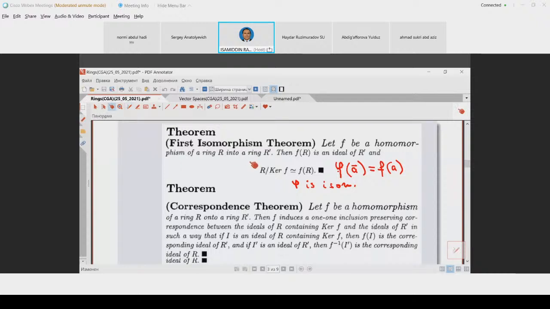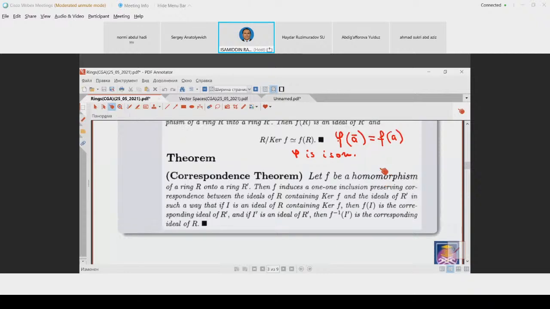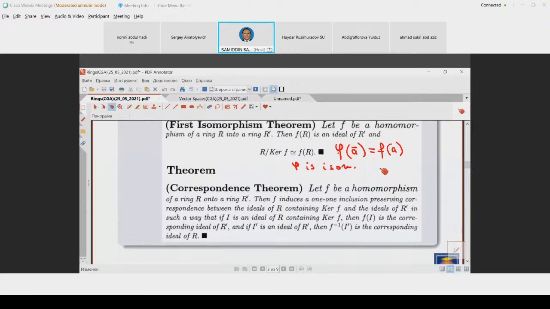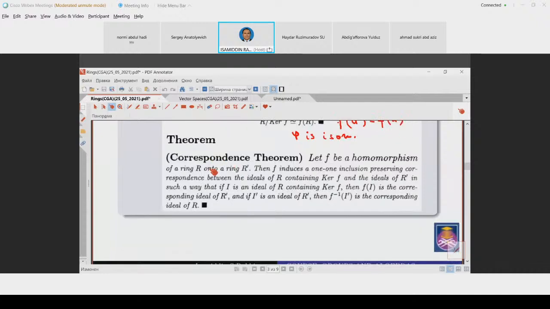Okay, correspondence theorem. Let me correct this. This is just a subring, a subring of R prime. If the homomorphism is onto, then it is an ideal. If it is just into, then it is not an ideal. It is just a subring. Here you can see the onto case.